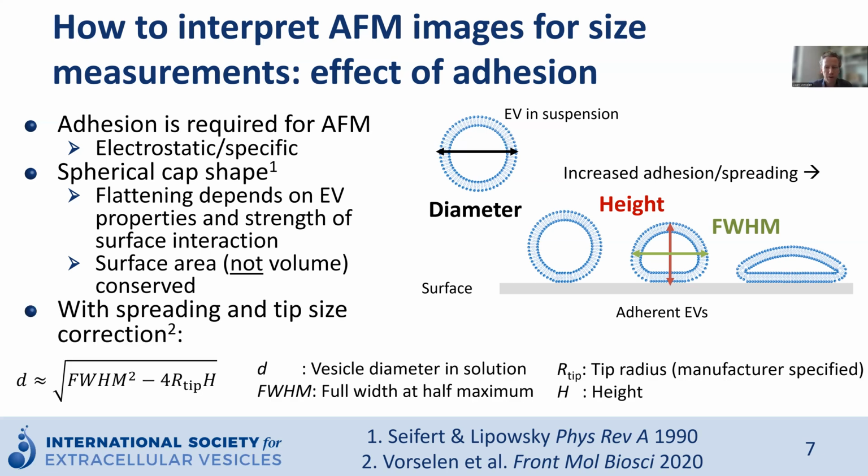So a straightforward way to approximate the original size of the vesicle or EV in solution using the height measurement and the width measured at the half of the maximum height is given in this formula below. So this formula takes into account the spherical cap shape, assumes a surface area conservation, and also accounts for the tip radius.